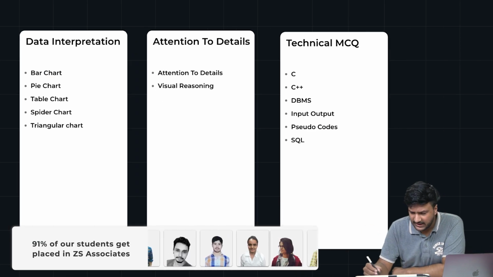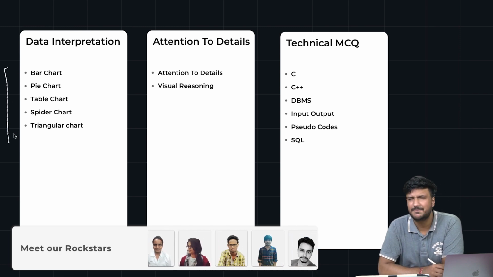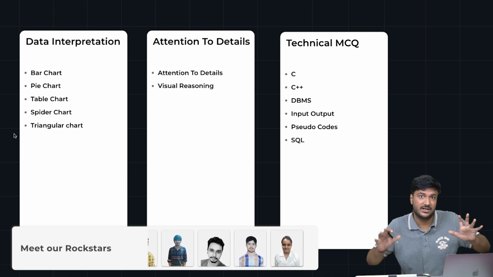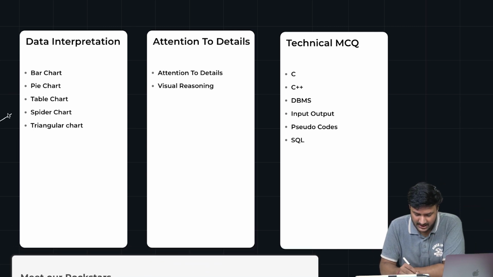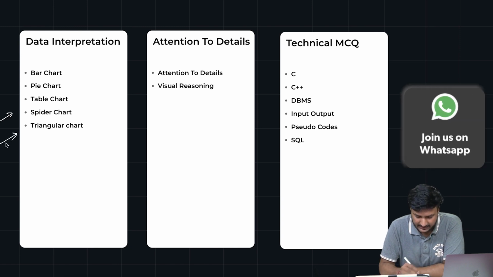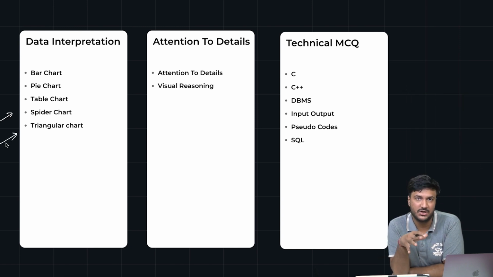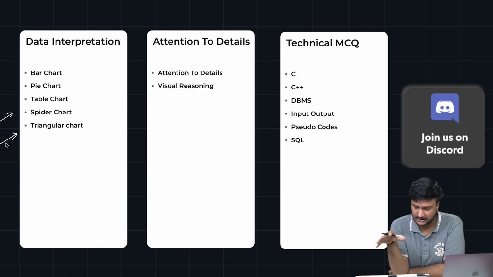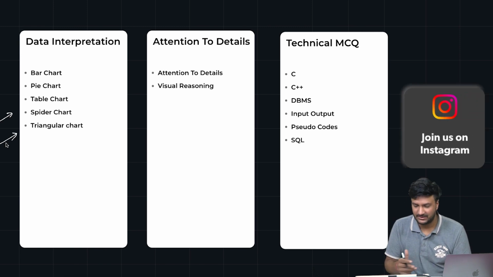Again, with the data interpretation part, there's bar chart, pie chart, table chart, spider chart, and triangular chart. You'll understand when you give the exam, just the same thing that I told you: spider chart and triangular chart, you'll see them a lot, and you never would have heard about spider chart in any different exams apart from PrepInsta. I know that after this video, a lot of YouTube videos will be made after looking at my video, so now they would have them again.